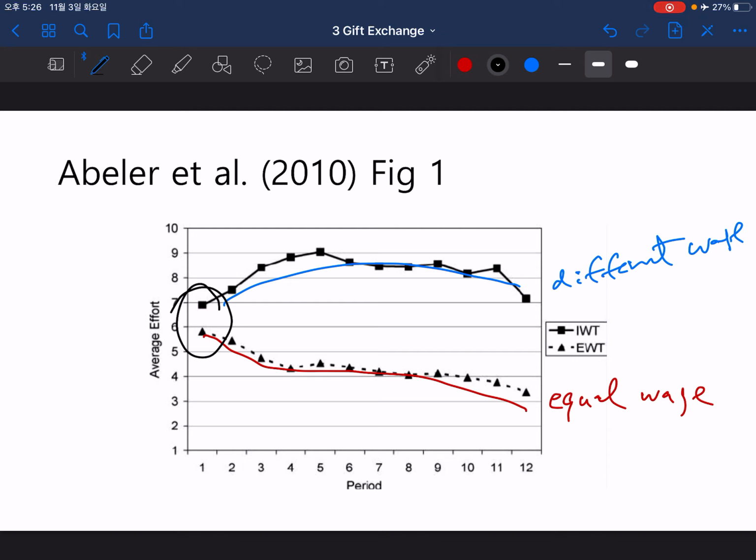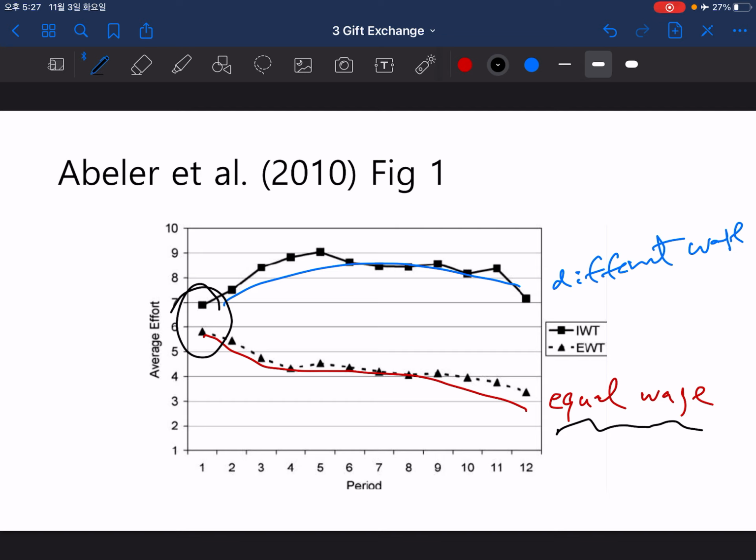But if you look at the red curve, this is the group where wage must be the same for both workers. And as we can see, there's a decline in average effort. Again, this is because equal wage does not necessarily imply fairness, because if workers put in different amounts of effort, then this is going to be another source of unfairness. When wage must be the same for both workers, the principal cannot punish or reward.